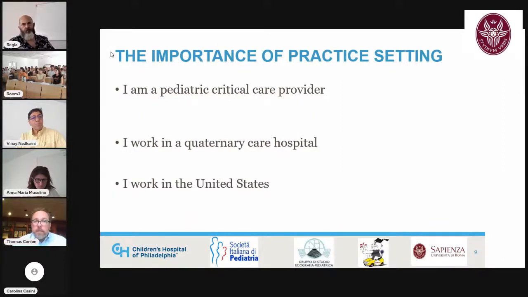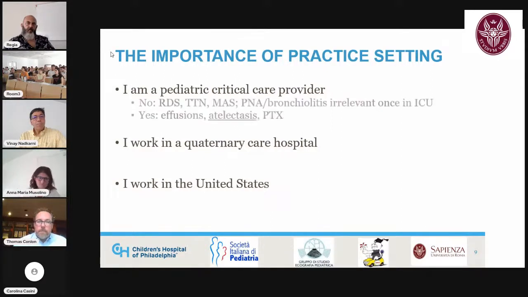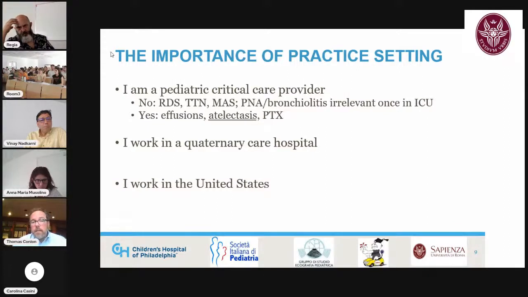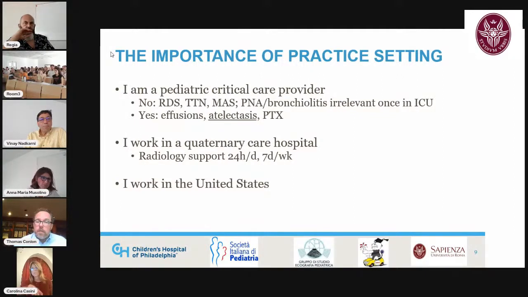So I can talk a little bit about myself and then of my practice. I am a pediatric critical care provider. This means that I don't really encounter respiratory distress, transient tachypnea of the newborn, meconium aspiration. And different from my emergency medicine colleagues, pneumonia and bronchiolitis as a diagnosis become sort of irrelevant in the ICU. But I am interested in the physiology of respiratory disease. I also work in a quaternary care hospital, which means that I have radiology support 24 hours a day and 7 days a week, which also may change what I do using point-of-care ultrasound.